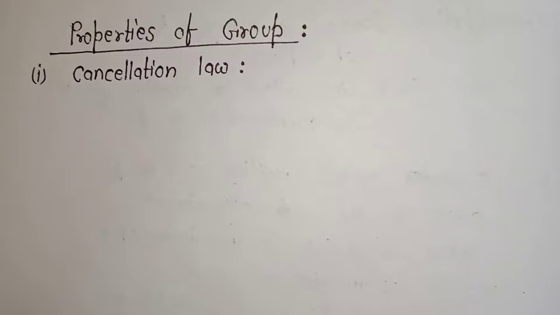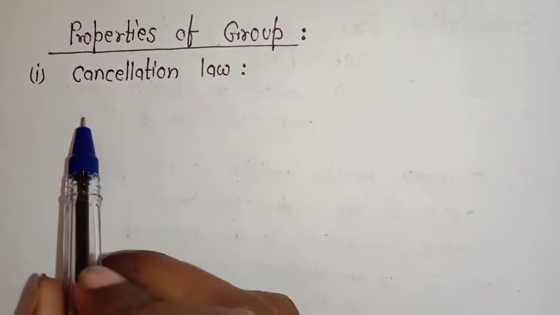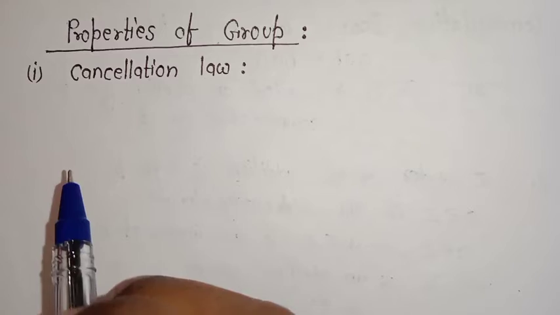In our last video, we were discussing the definition of abelian group, in which I told you the definition of abelian group with some examples. Today we will discuss some properties of groups, and the first property is cancellation law.